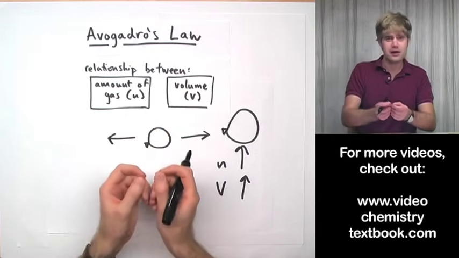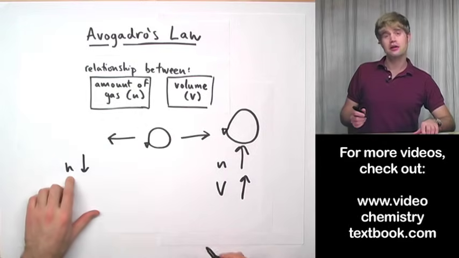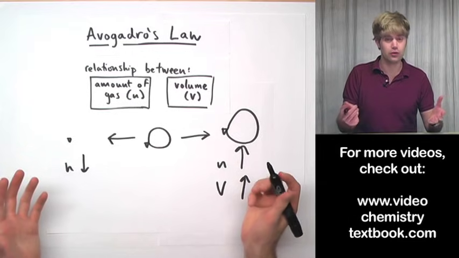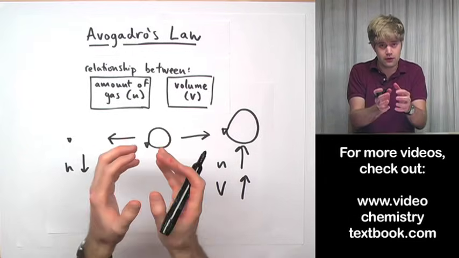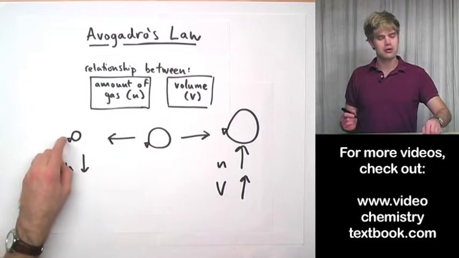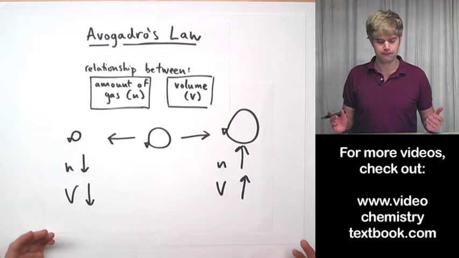I untie the knot at the end of the balloon and I let a whole bunch of gas out. So in that case, little n is going to get smaller. And what effect is that going to have on the volume of the balloon? Well, the balloon is going to shrink. It's going to take up less and less volume. And here's our baby little balloon here. So the volume has gone down.